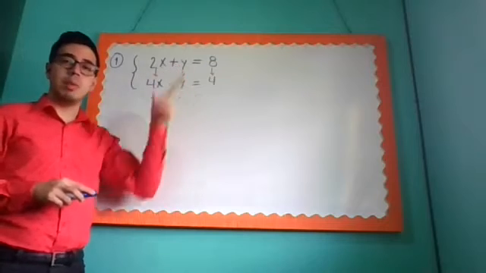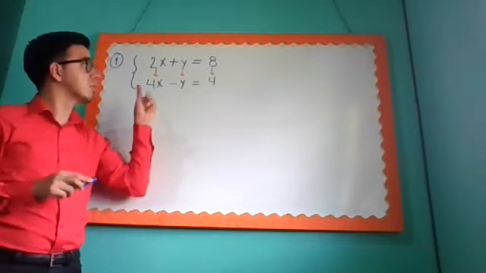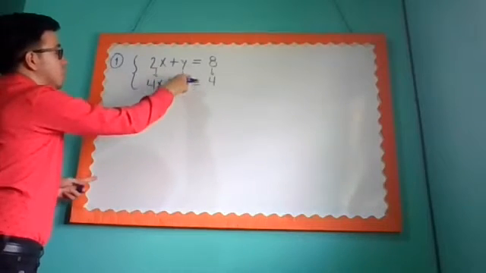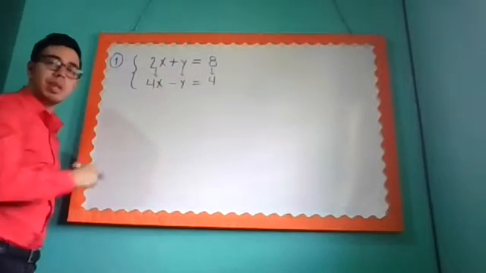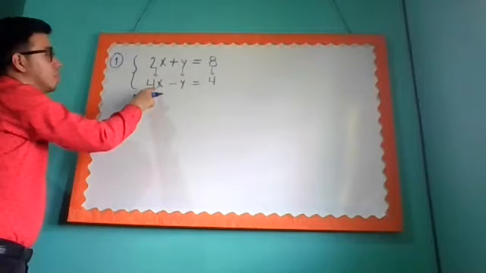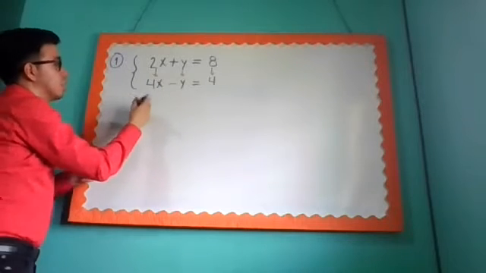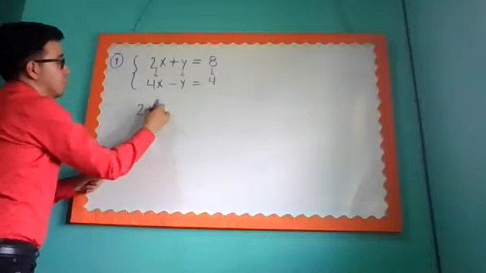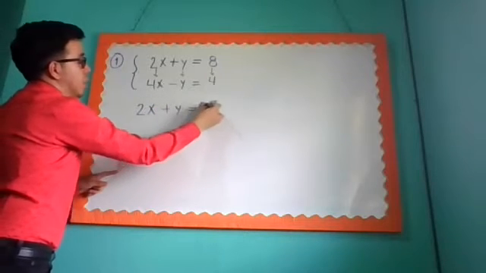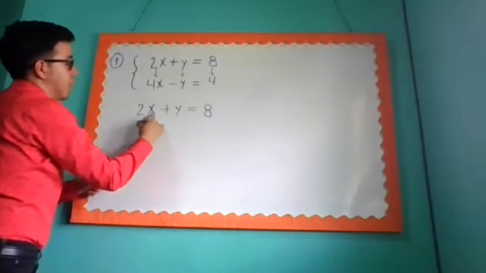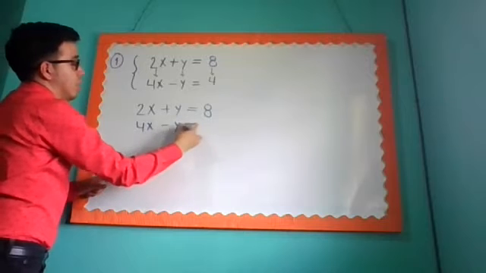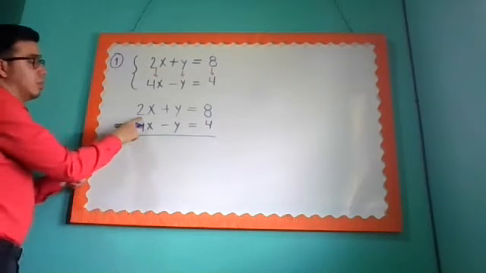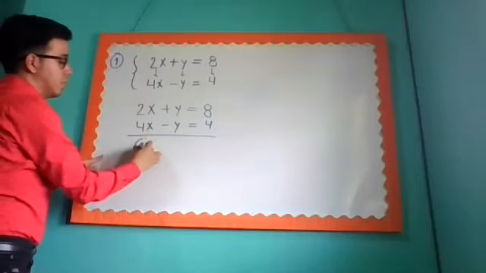y plus negative y, then it's a subtraction because they have different signs. So this is going to be 0, but for x we have a result. 2x plus 4x is going to be 6x. So if you want, I'm going to copy again in here: 2x plus y equal 8 and 4x minus y equal 4. And we solve the operation. 2x plus 4x is 6x.